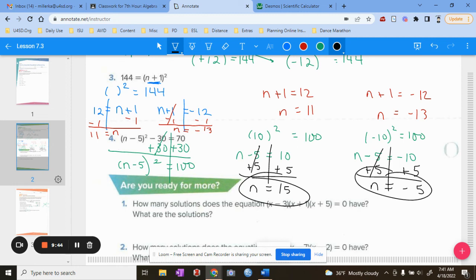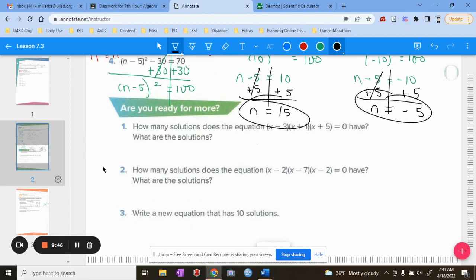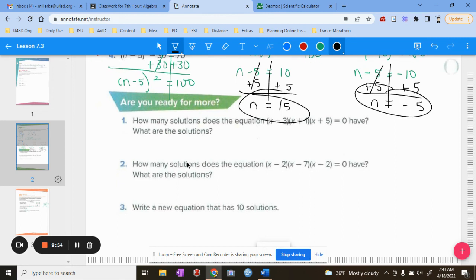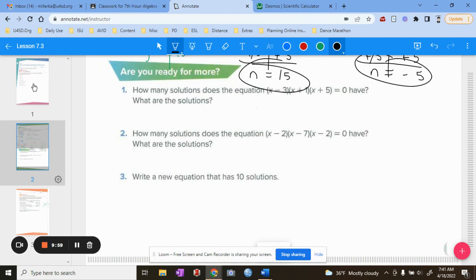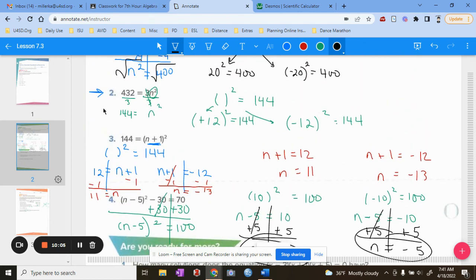Okay? I always encourage you to go through this Are You Ready for More? and think about how you can apply the similar thinking to answer those questions. Okay, I hope that helps, and let's get ready for lesson 7-4.